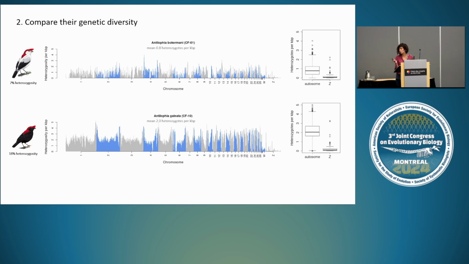And something to pay attention to is that the Z chromosome, the sex chromosome, is considerably depleted in heterozygosity. In other words, there is very high homozygosity in both species, which I will return to later. Finally, there are many regions in the chromosomes that are also depleted in heterozygosity. In other words, there might be some runs of homozygosity happening in this critically endangered species.